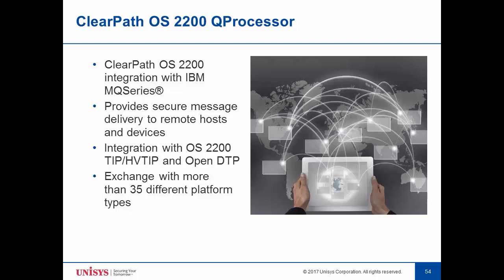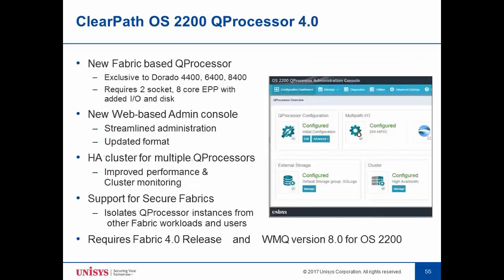If you're thinking about an Internet of Things and you don't know what the status of any of those things will be when you need to have a communication with them, then the MQ series and the QProcessor implementation on OS 2200 is a good fit. It does have integration with TIP, HVTIP, and OpenDTP, so it's a good way of sharing applications within that environment with OS 2200.